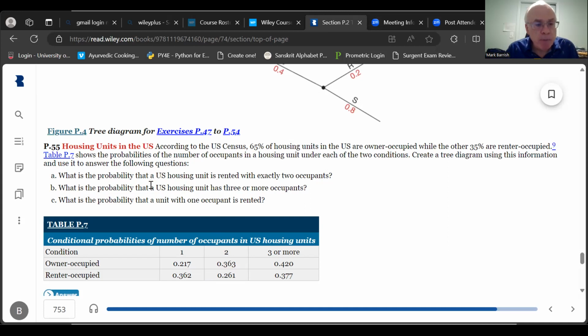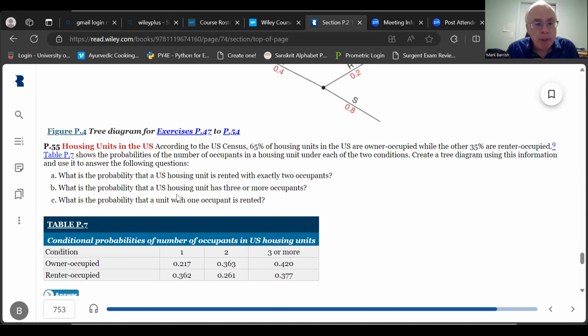So the first question is, what's the probability that a U.S. housing unit is rented with exactly 2 occupants? If you chose a housing unit at random, you just want to know the probability that it is rented and that exactly 2 people are living there. Now, what does that mean? That means you're selecting a housing unit at random. You don't know anything about it. You want to know what's the probability that that particular housing unit is rented and exactly 2 people are living there.